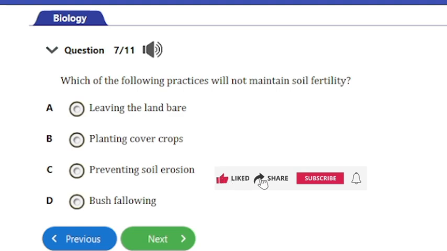We have A, leaving the land bare, B, planting cover crops, C, preventing soil erosion, and D, bush fallowing. So guys, the answer to this question here is option A, and that's leaving the soil bare. If you leave the soil bare, you will end up not maintaining the soil fertility, because the soil will lose its fertility either by erosion or other means. So guys, that's the answer to this question.